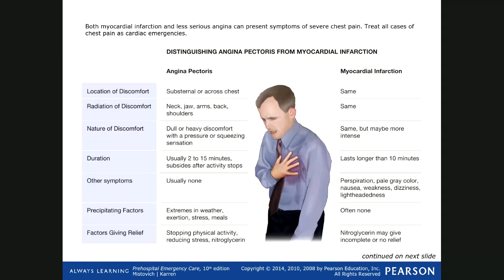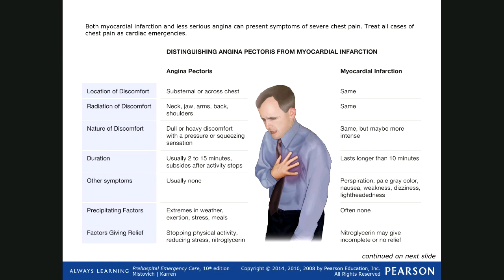All right, so let's just kind of compare the two here, okay? On the left-hand side, you've got angina. On the right, you've got an MI. So the location of discomfort will probably be the same, either substernal or across the chest with both of them. They can radiate. Now, the MI is probably going to be more likely to radiate than the angina will, but it can go up into the neck, the jaw, the arms, the back, the shoulders. Basically, anywhere between the clavicles and the belly button, if they're having pain, it needs to be considered cardiac until proven otherwise.